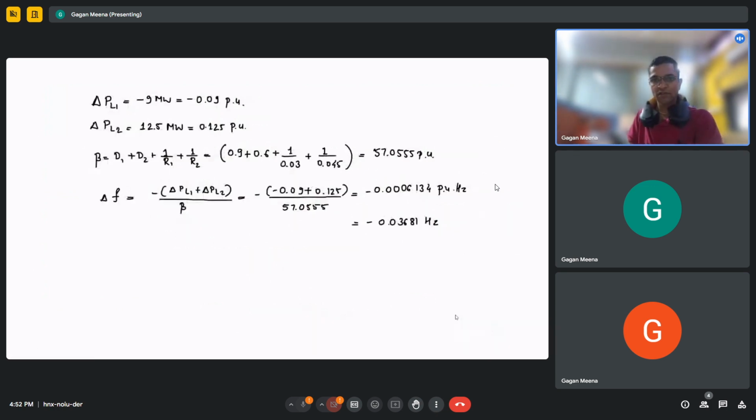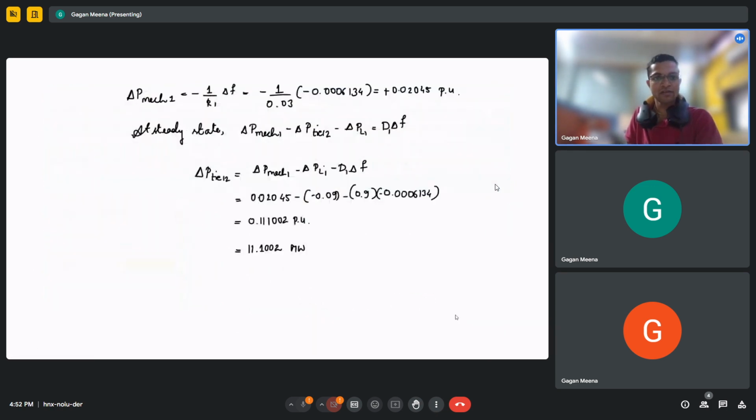Now let us move to the next question. So this is the same part, and this is done using another method. This also you can do. So here what is done? This uses the equation that delta Pg minus delta PL1 minus delta P Ti12 is equal to D1 into delta F. All these things we already know, because delta F we have already found in part 1.